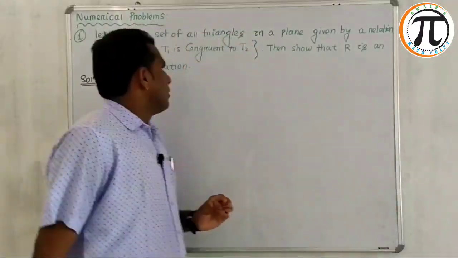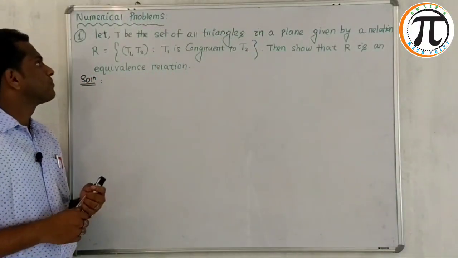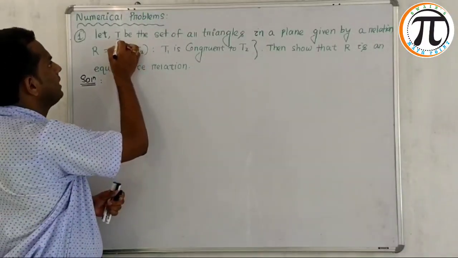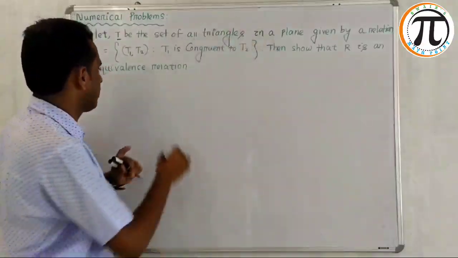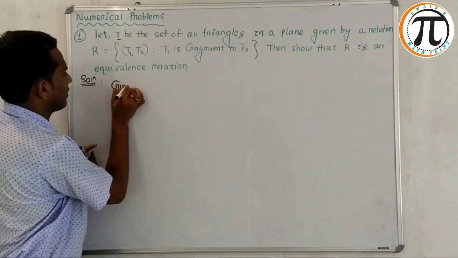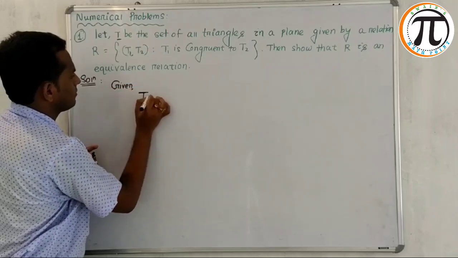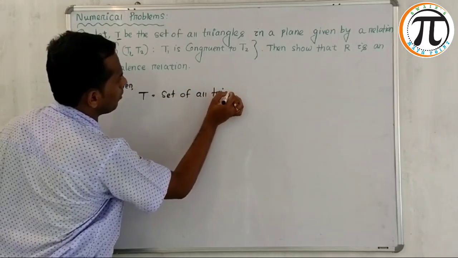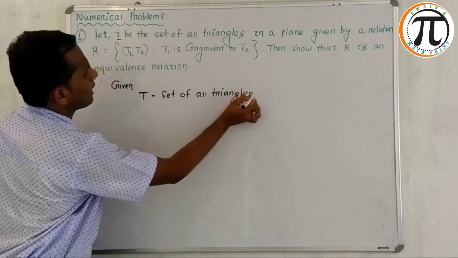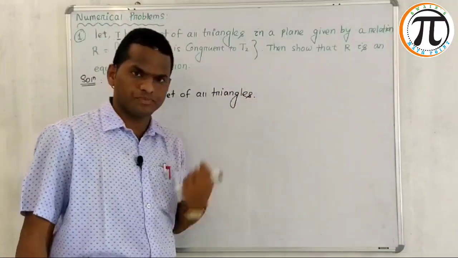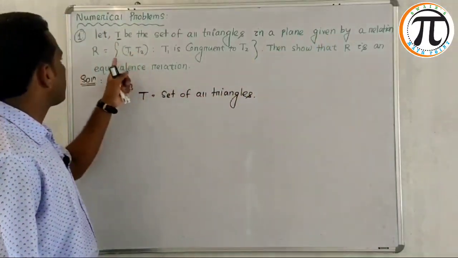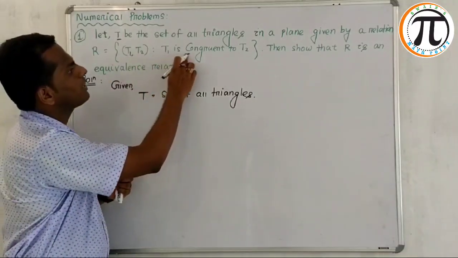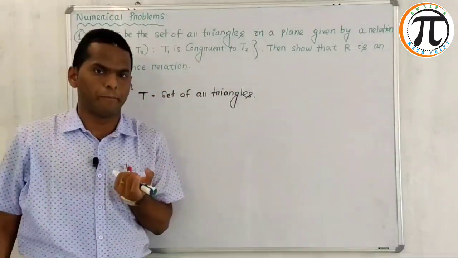Numerical problem number 1 is given: let T be the set of all triangles in a plane. First you have to write the given: T is the set of all triangles, that means T1, T2, T3 up to Tn. The relation R is given by R equal to T1, T2, because the relation is a pair, where T1 is congruent to T2. Congruent means equal.